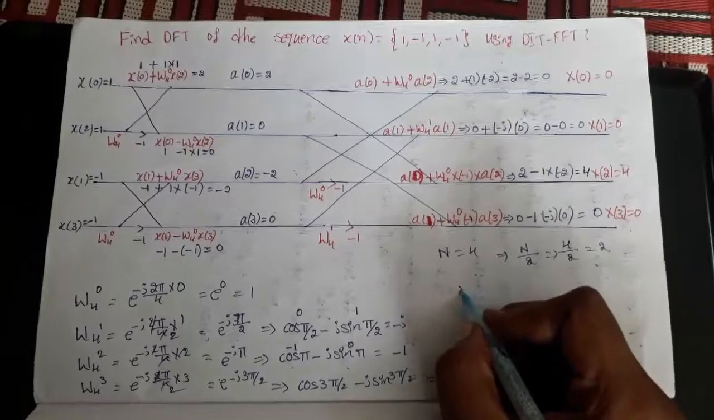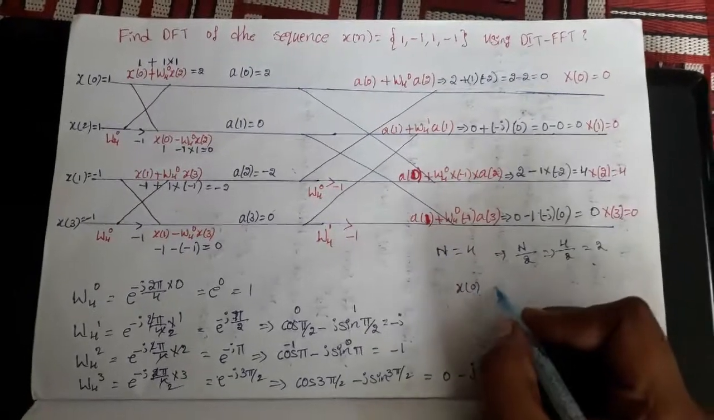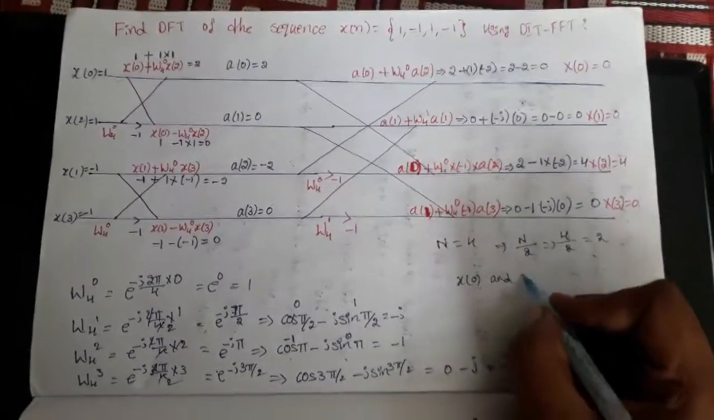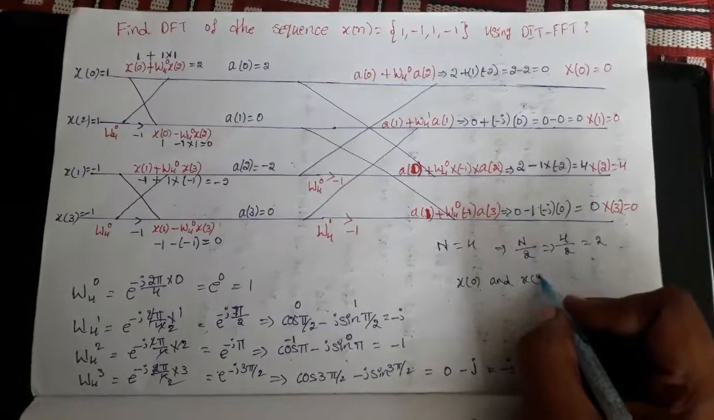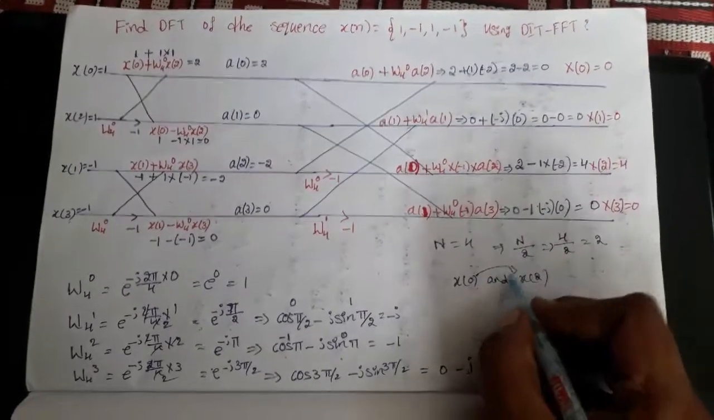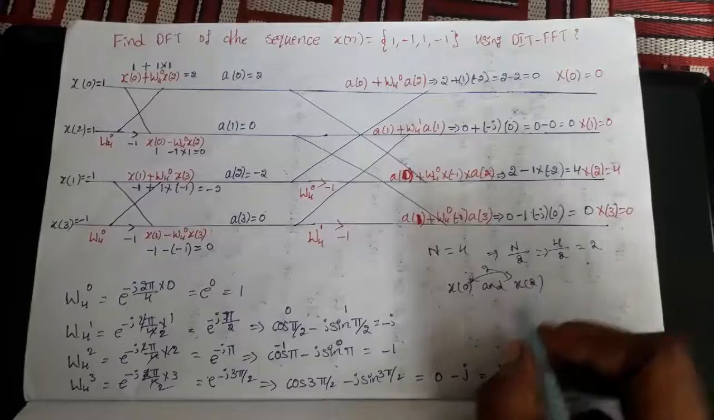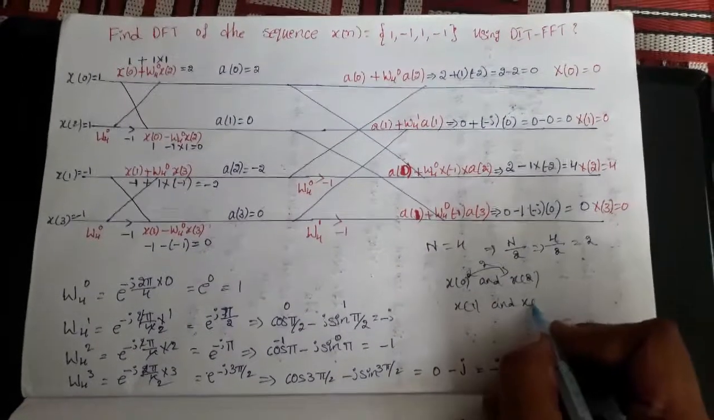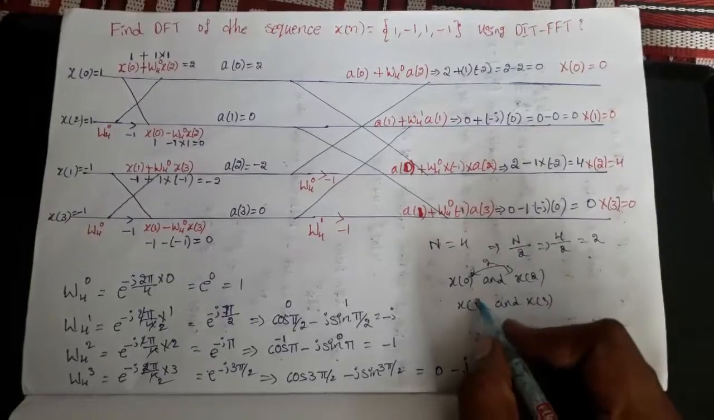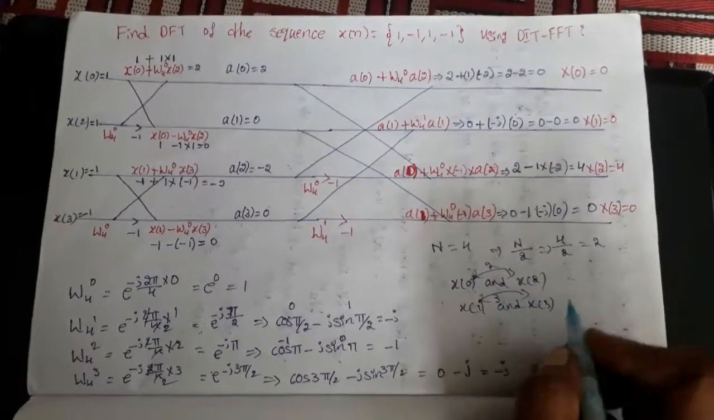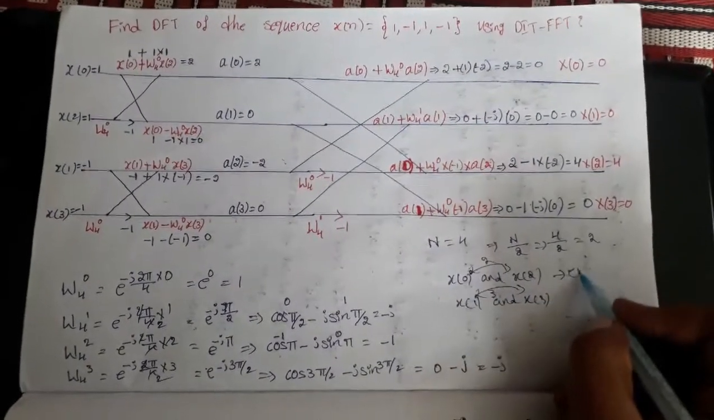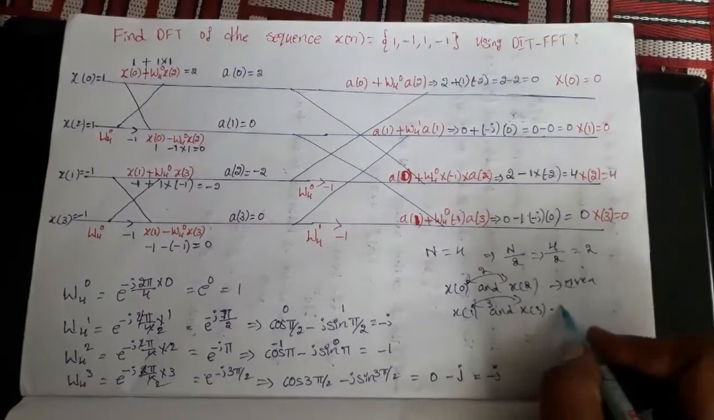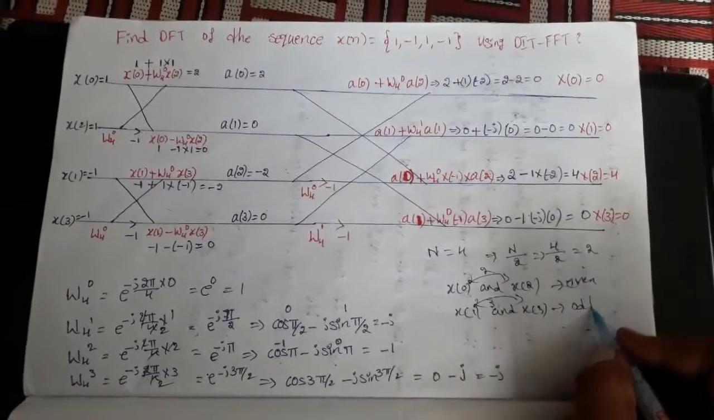That means x of 0 and x of 2. Here the difference is 2. Similarly, x of 1 and x of 3. Here the difference is 2. These are the even parameters and these are the odd parameters.